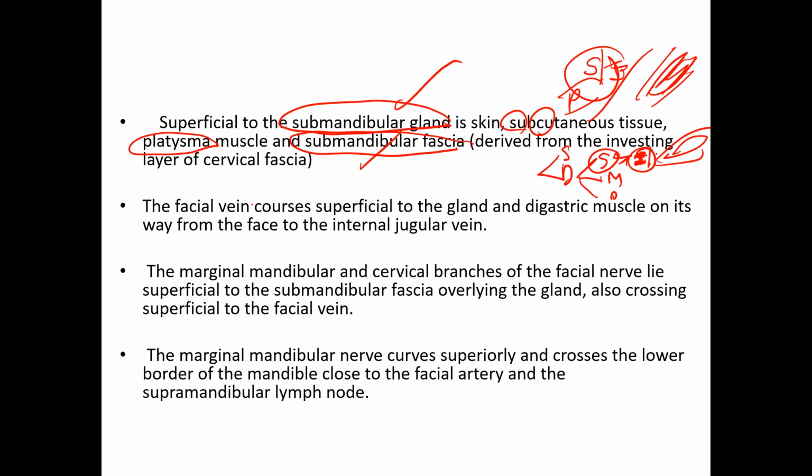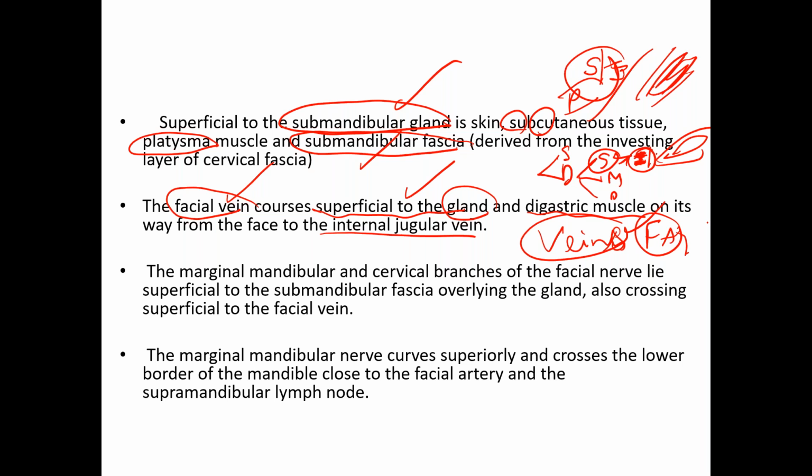So what happens is the facial vein courses superficial to the gland and the digastric muscle on its way from face to internal jugular vein. So veins are always superficial, as I already told you. This is the counterpart of the facial artery. So the facial vein courses superficial and goes to the internal jugular vein.